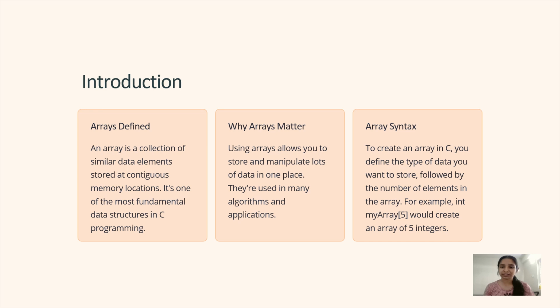The syntax of the array. To create an array in C, you define the type of data you want to store, followed by the number of elements in the array. For example, int myArray[5] would create an array of 5 integers.